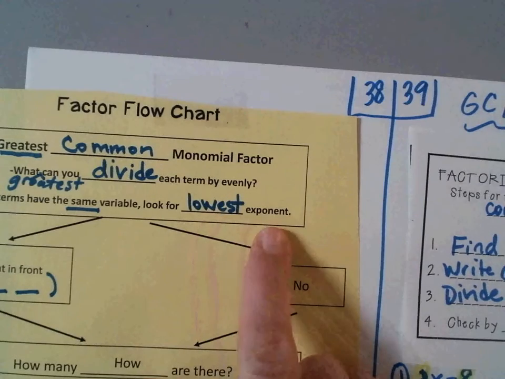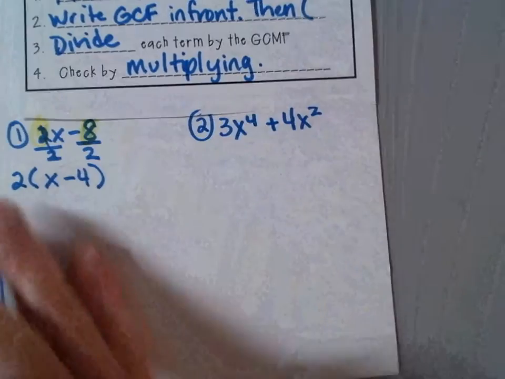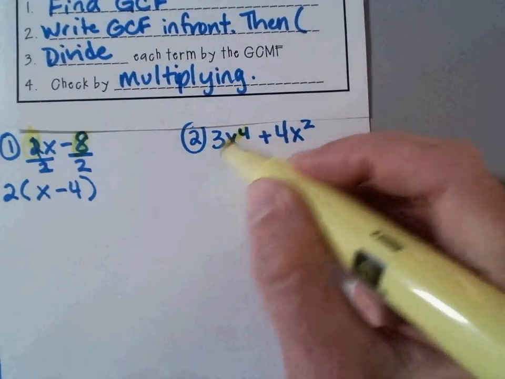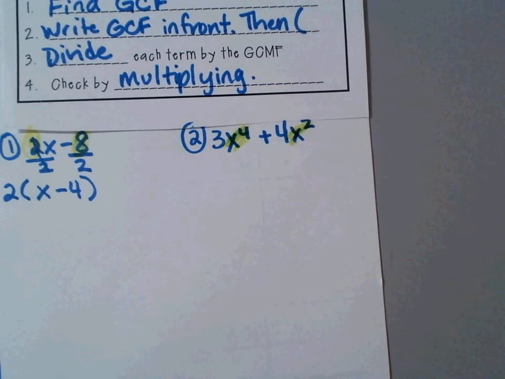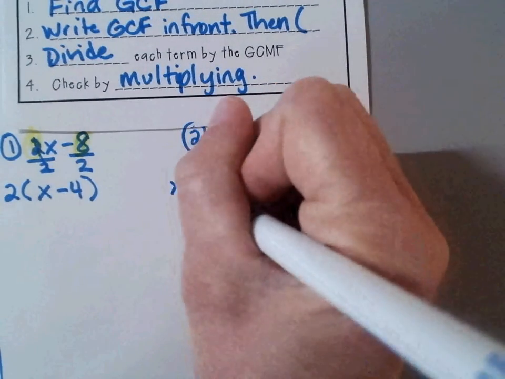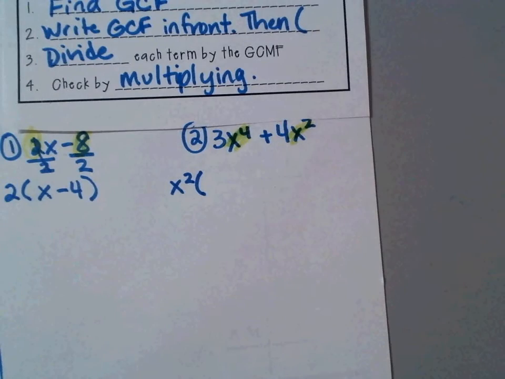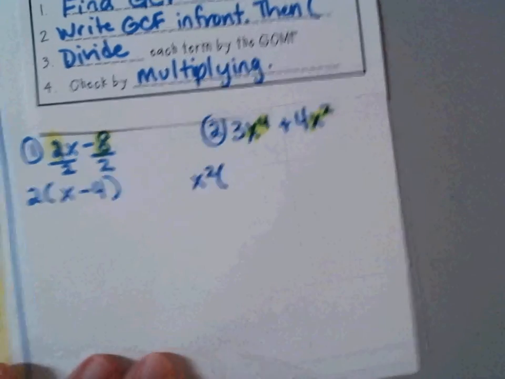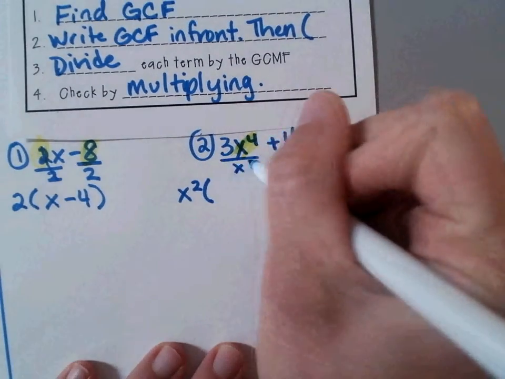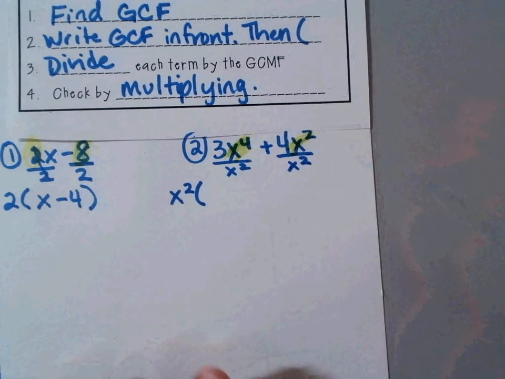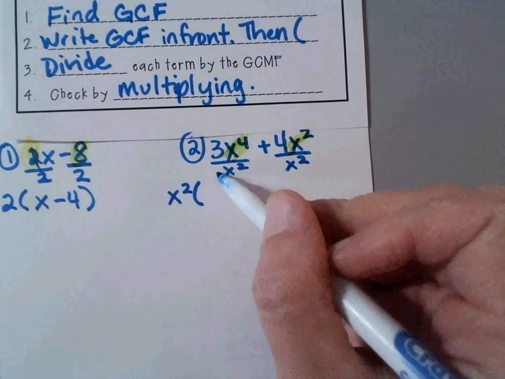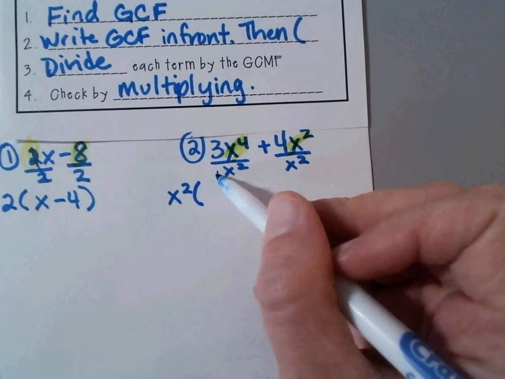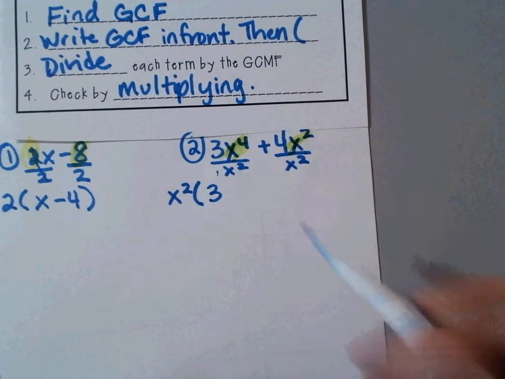You want the lowest exponent. So which one's the lowest exponent? See how they both have x's here? x squared's the lowest. So you would put x squared out in front. And then a parenthesis. And now you divide each of the terms by x squared. So divide by x squared, divide by x squared. Okay, you got to go back to Algebra 1 and think about how to divide exponents. A 3 divided by a number 1 here, does that do anything? No, you still have a 3.